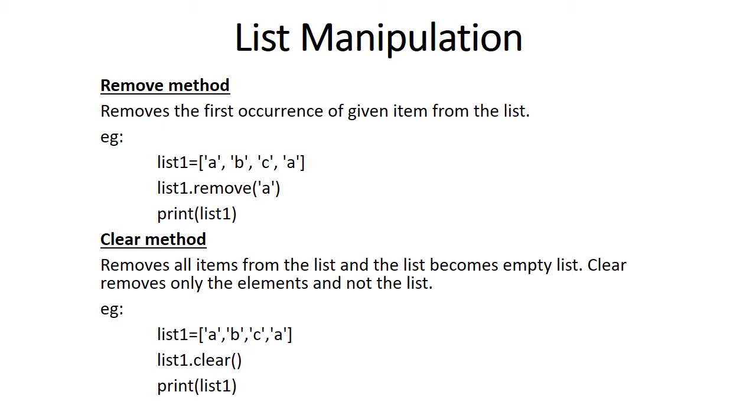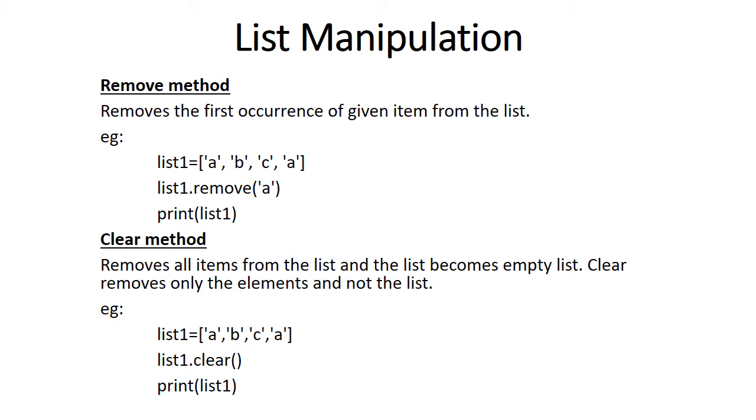Remove method removes the first occurrence of given item from the list. Example, list 1 is equal to A, B, C, A. A is repeated. List 1 dot remove A. So it will remove the first occurrence of that A from that list. Print list 1. The answer will be B, C, A.